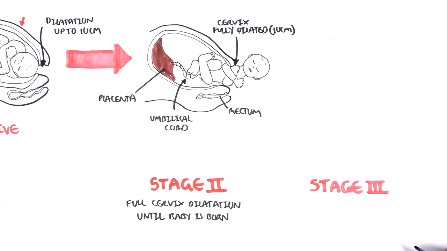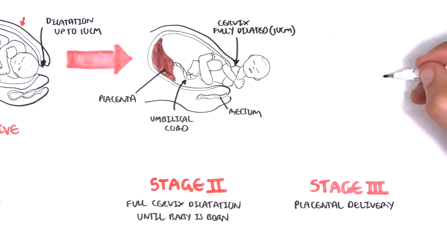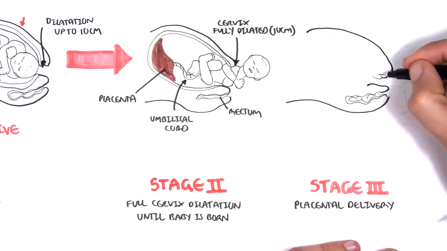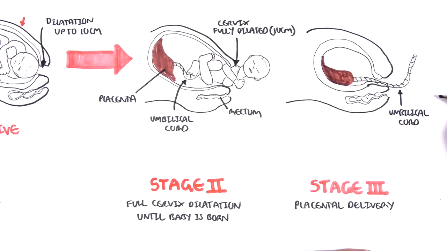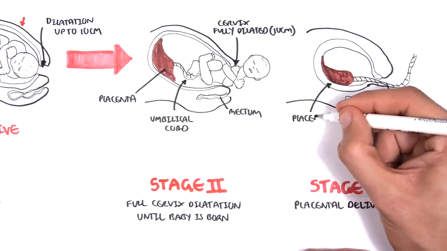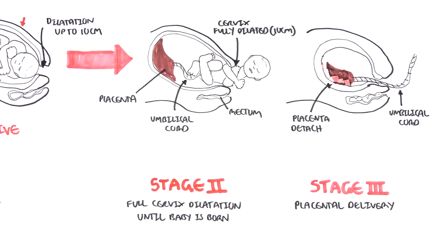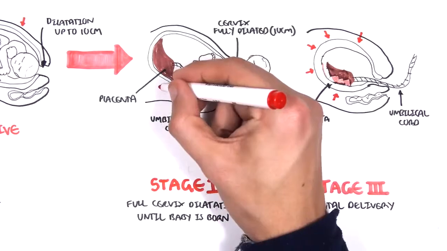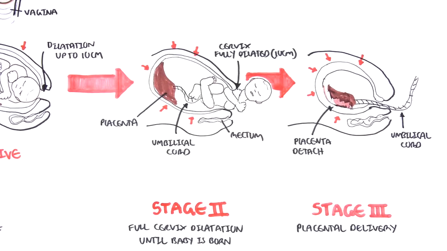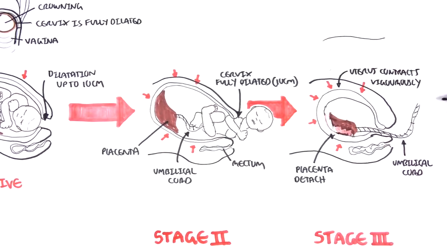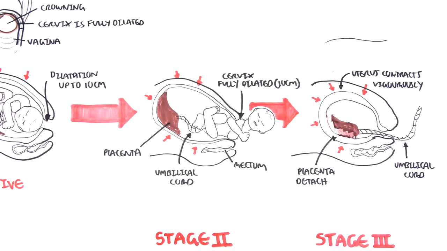Stage 3 of labor is essentially the delivery of the placenta. And here is the umbilical cord, which is the connection between the baby and the placenta. In stage 3 of labor, the placenta is slowly detaching from the uterine lining. The uterus is still contracting at this stage. And actually, during this time, the mother is given an injection to stimulate the delivery of the placenta. The placenta has to be carefully delivered because it can cause hemorrhage if not delivered properly.